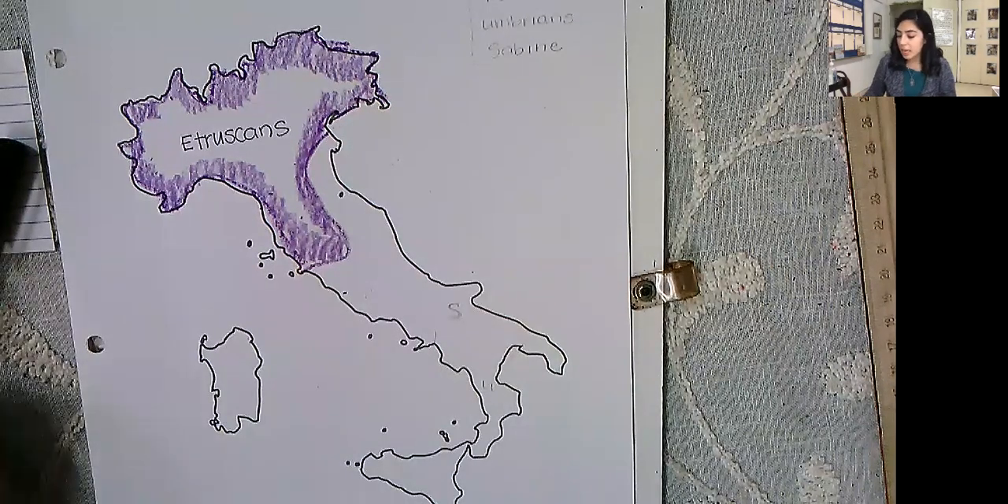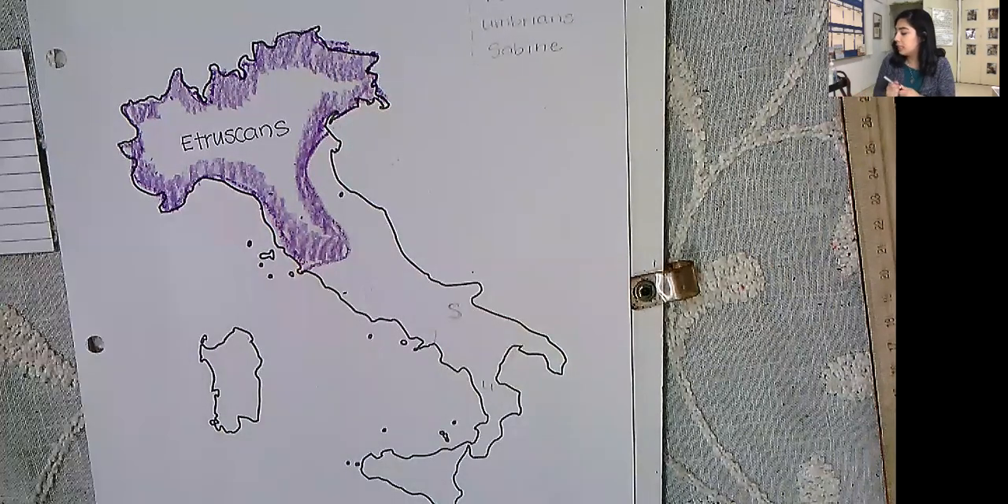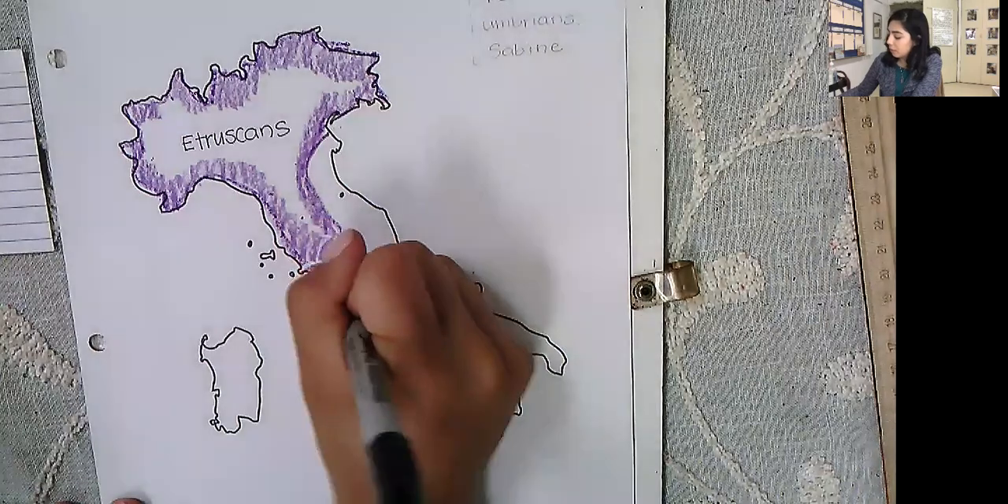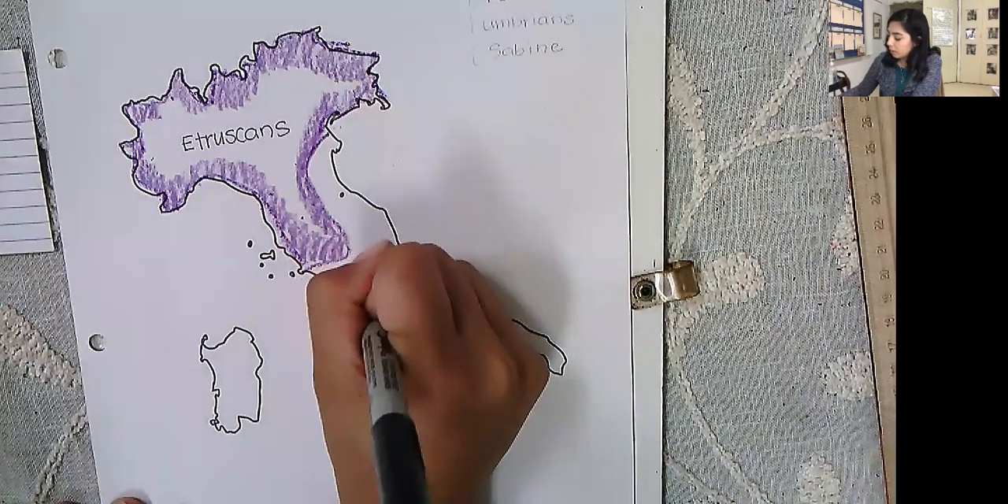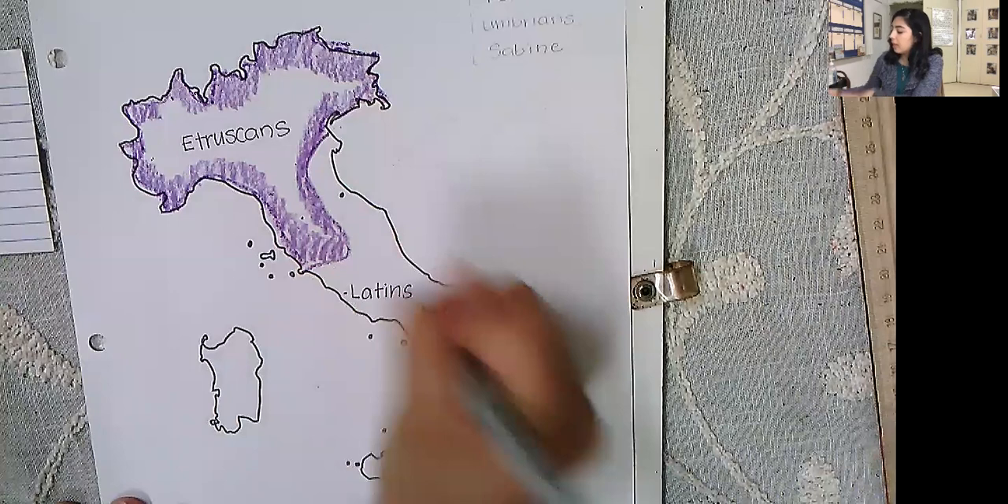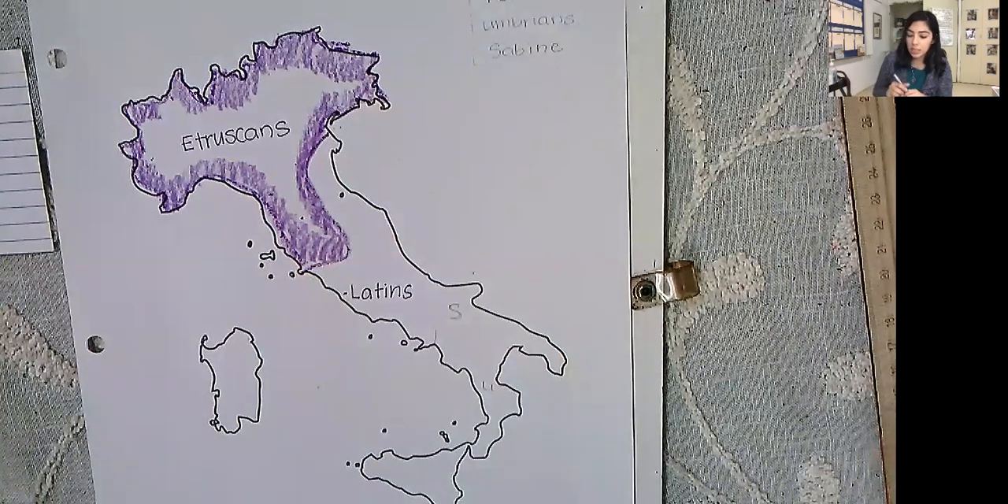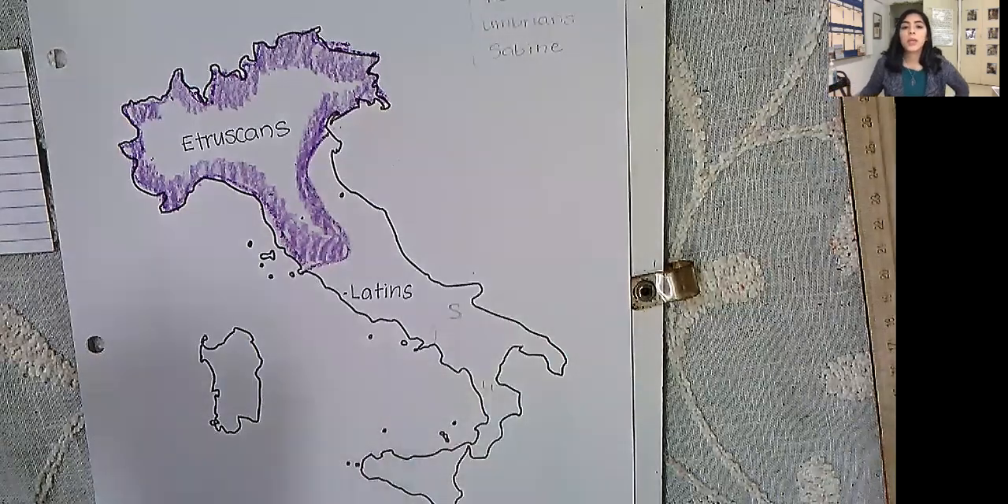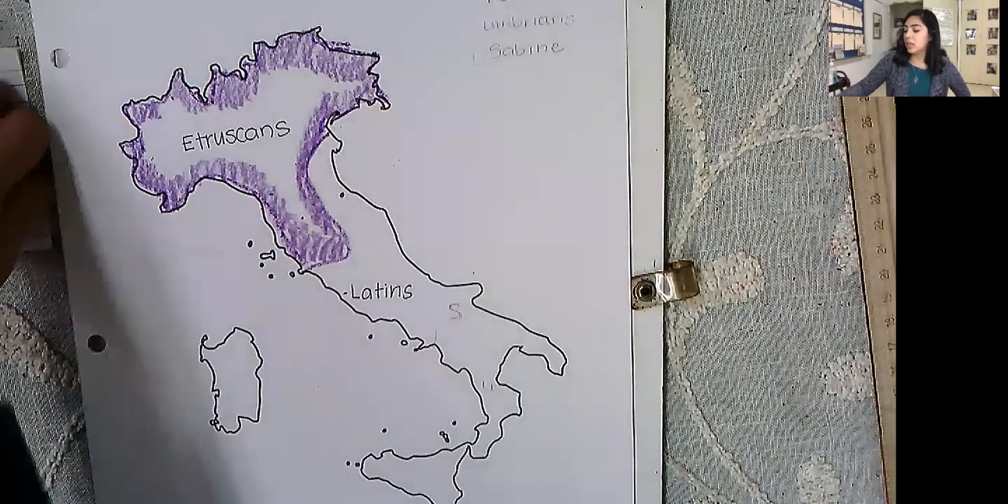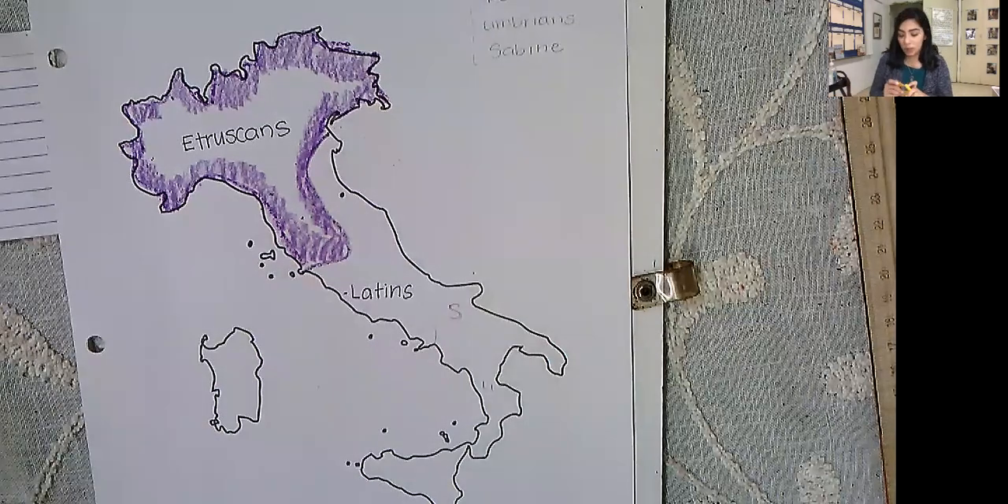Okay, then we had a much smaller one, and these were called the Latins. Can you say that? The Latins. And they were right here. And guess who these Latins were? They lived right in Rome. These were the Romans. I mean, they were all Romans. Everyone here was Roman. But the Latins were closer to Rome, the city.